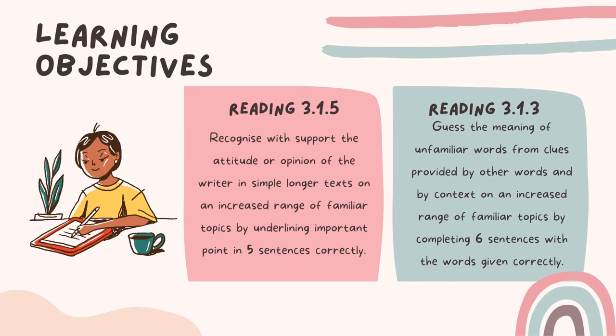The next one is reading 3.1.3. You need to guess the meaning of unfamiliar words from clues provided by other words and by context on an increased range of familiar topics by completing 6 sentences with the words given correctly. So this will be involved in task F. So are you ready? Let's go.